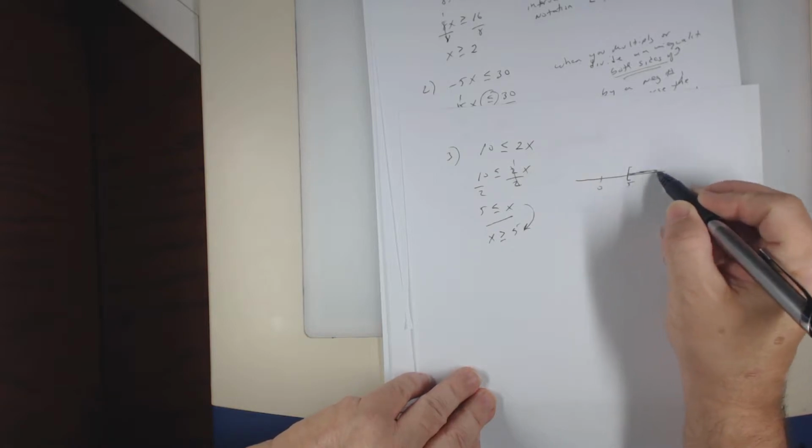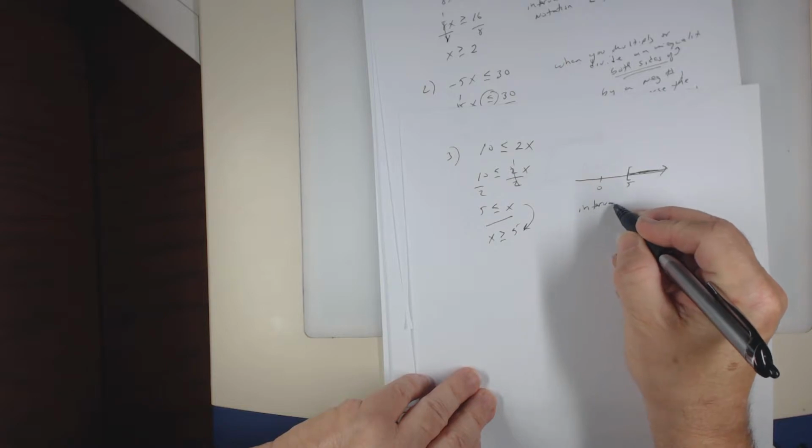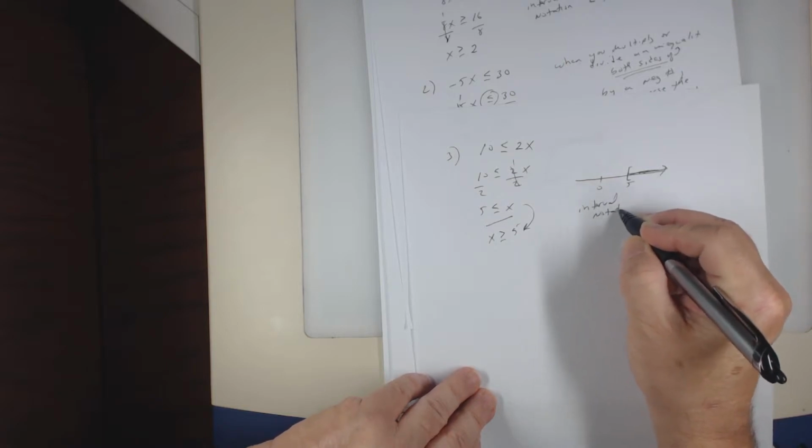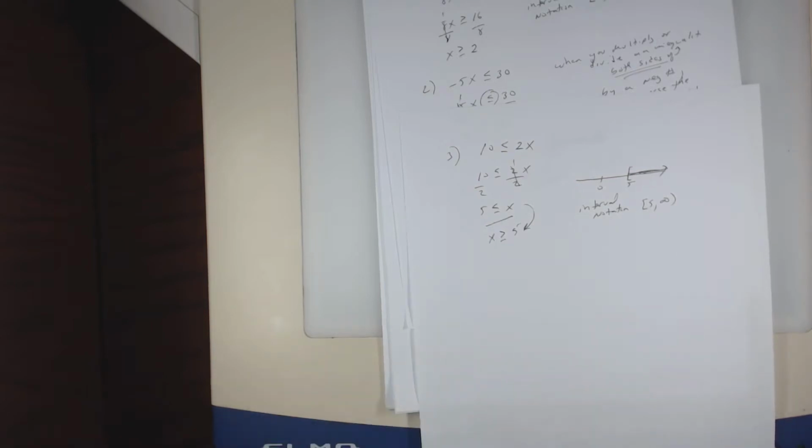All right, interval notation. Bracket 5, comma, infinity, parentheses. So remember, when you're dealing with infinity and negative infinity, it's always parentheses. Don't put a bracket. It's always parentheses.